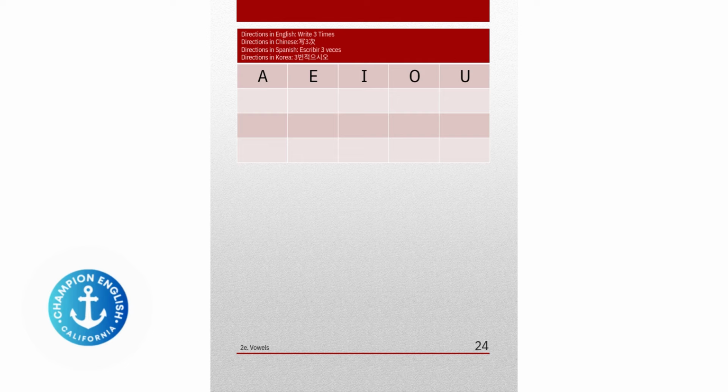So we would use k, a, t. We would use a C, an A, and a T. And notice it says cat. But if I change the vowel, it could say cat, or kit, or cot, or cut. So the A-E-I-O-U is like the music of the word. Let's say that together. A-E-I-O-U. Good singing, everyone. Let's say it again.